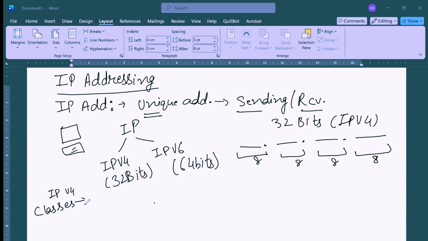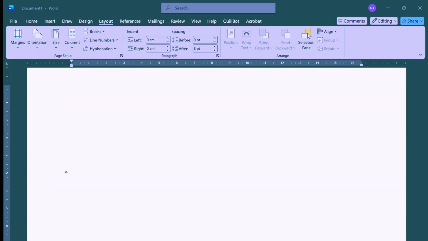How many classes are there in IPv4? We have class A, B, C, D, and E. These are the different classes which are available to us for sending the data. Now, moving forward, let's see what is the difference in these different classes. Class A, B, C, D, and E have different ranges and different IP addresses associated with them.